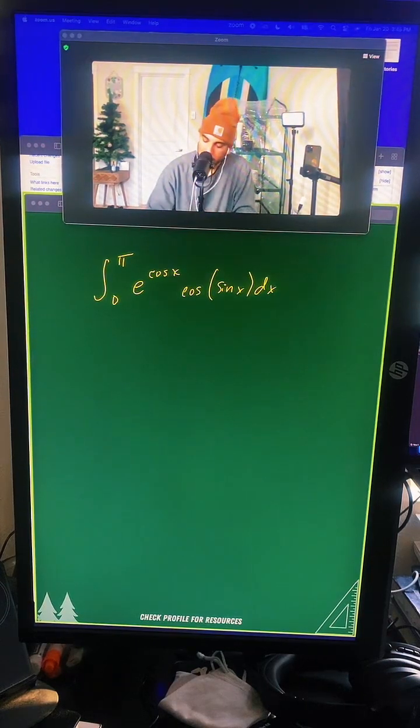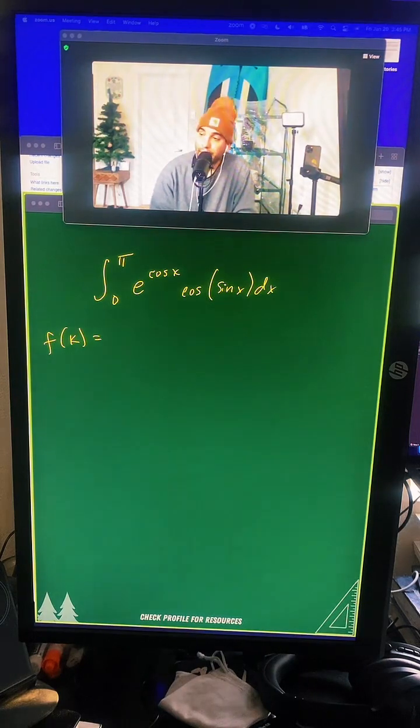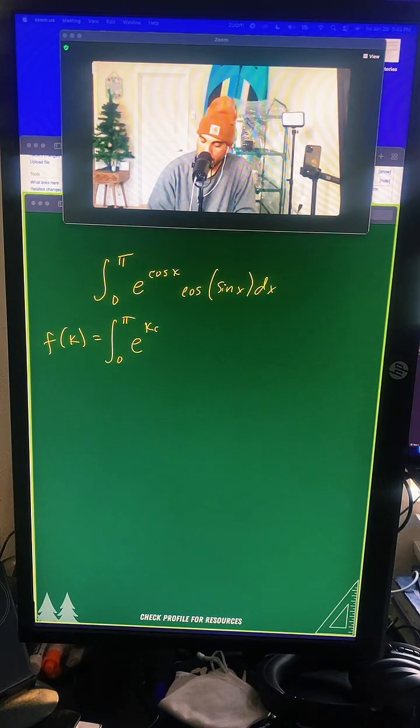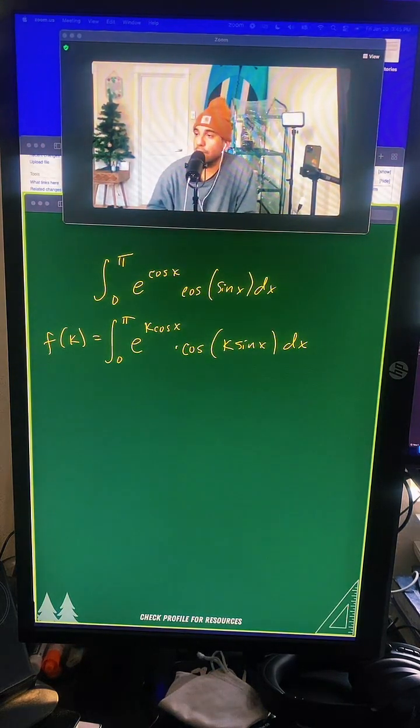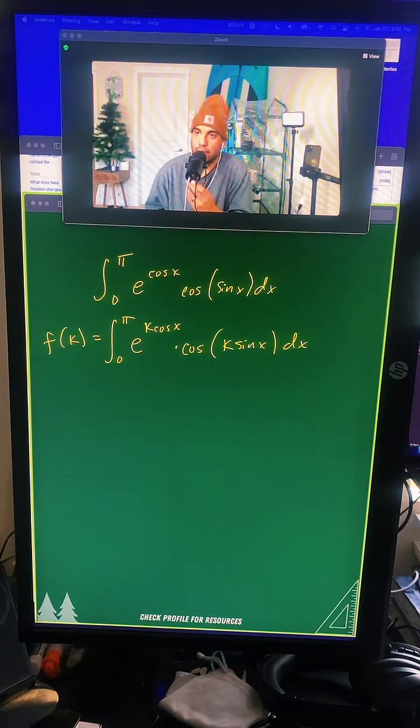So let's go ahead and try this out. Apparently, if we're going to use the Feynman technique, we're going to make our f of k equal to the integral from 0 to pi of e to the k cosine x times cosine of k sine x dx. Okay, so that was the clue that they gave me. Again, this is a paper that I was reading online, and I just don't understand it. It makes no sense to me.